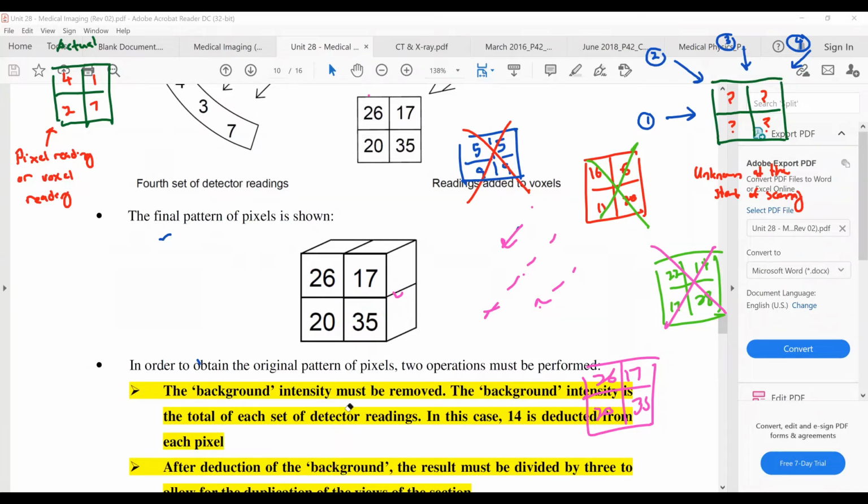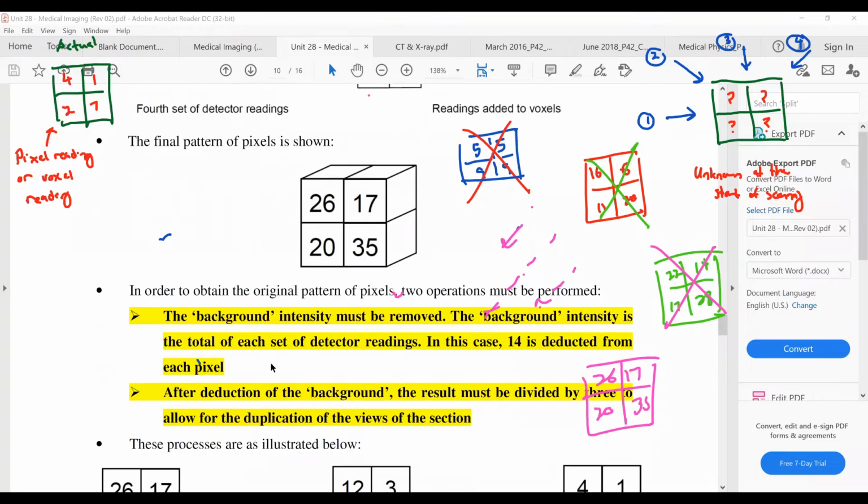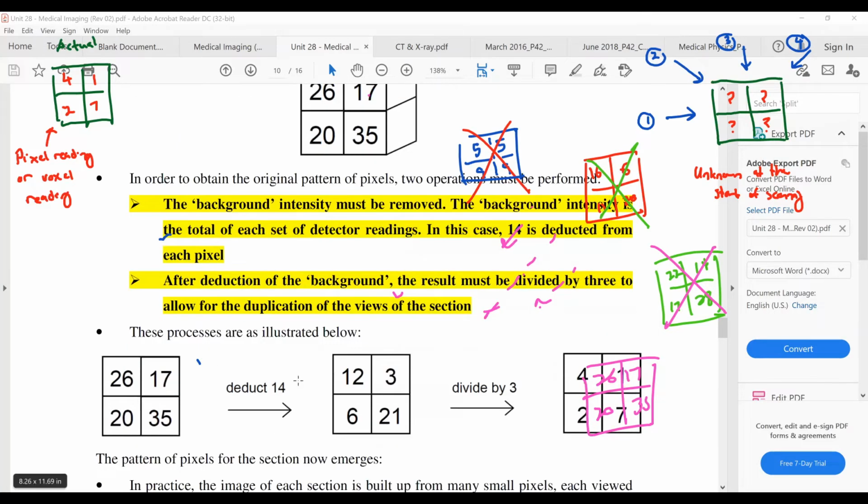So in your case here, when you want to process these final readings into the actual reading, you need to minus off the background intensity. Okay, you need to deduct it off. So if my background intensity is 14, for example, I will have to say 26 minus 14 is 12, 17 minus 14 is 3, 20 minus 14 is 6, and then 35 minus 14 is 21.